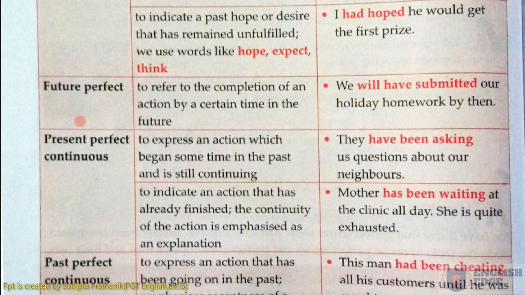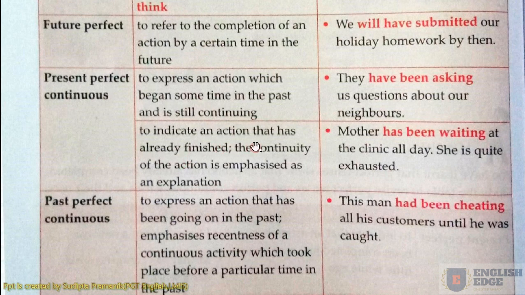Now present perfect continuous, to express an action which began sometime in the past and is still continuing, such as they have been asking us questions about our neighbors. To indicate an action that has already finished, the continuity of the action is emphasized as an explanation, such as mother has been waiting at the clinic all day. She is quite exhausted. So in this way we can use present perfect continuous tense.